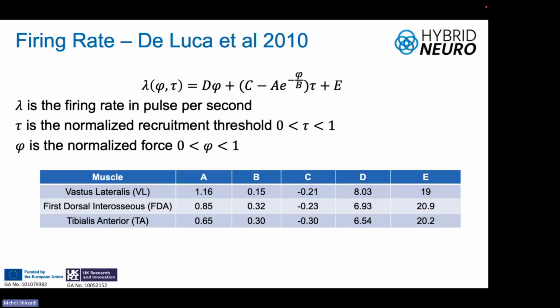De Luca also proposed another formula, another model, and in their model they have different coefficients which they try to fit to the actual values based on the real signal. So if you plan to simulate a similar muscle or this muscle, you can more or less use these values. But if it's new, you need to check the literature to see if someone already did it, or you need to find the values by yourself.